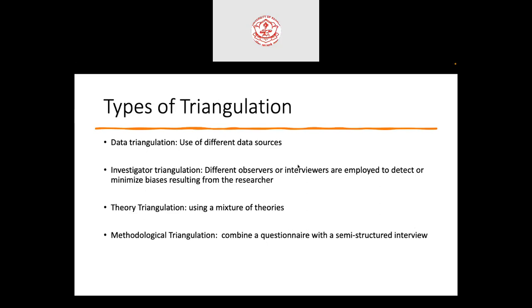So, different types of triangulation. Data triangulation means the use of different data sources. Then investigator triangulation, combining various observers and interviewers, is employed to detect or minimize biases resulting from the researcher. And there is theory triangulation, which means using a mixture of theories. And methodological triangulation, where we combine a questionnaire with semi-structured interviews. So there are various types of triangulation: data triangulation, investigator triangulation, theory triangulation, and methodological triangulation.